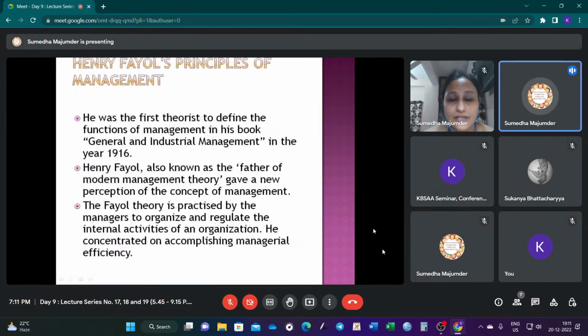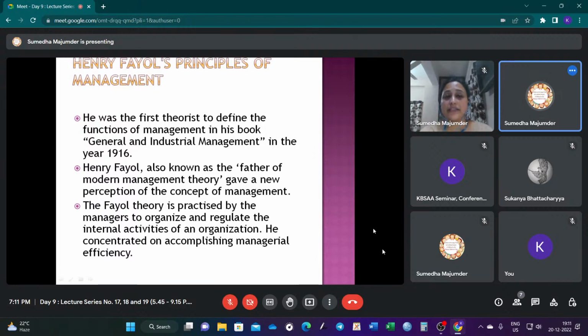Then we are moving towards the next classical thoughts of management. Always remember that the basic rule in the classical thoughts of management is that these classical thoughts believe that workers, that means employees, are nothing but factors of production.